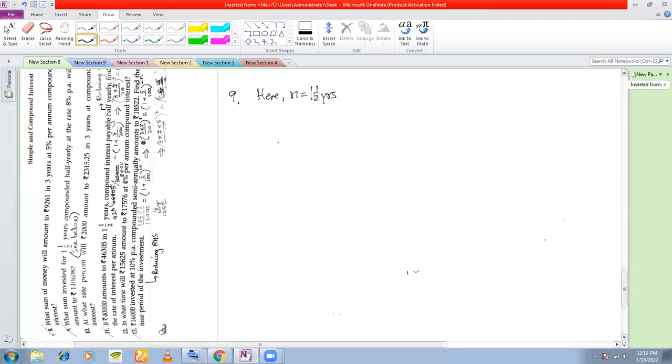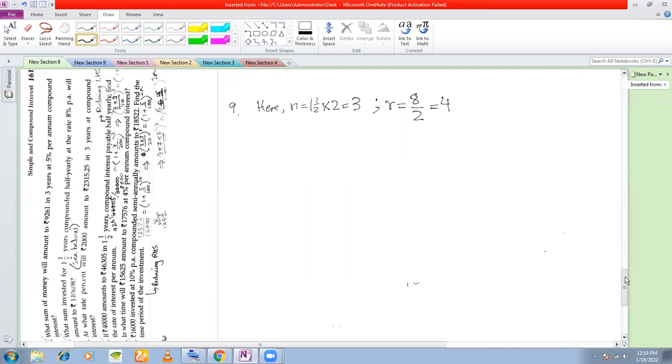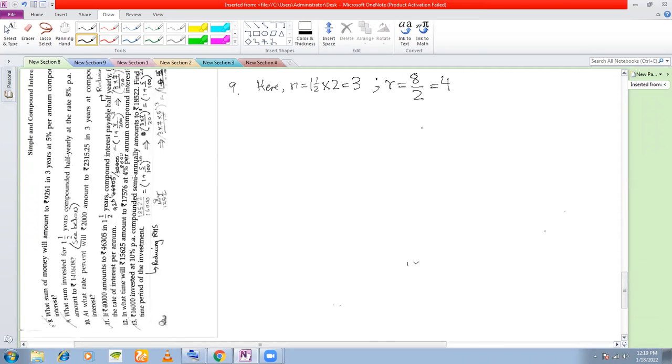right? Compounded half yearly. So let's keep that in mind. The interest is compounded half yearly, and because it is being compounded half yearly, what do we do with the time? We multiply it by 2. So n here is 3. At the rate of 8% per annum. Rate is 8% per annum, but the interest is being compounded half yearly. That means we divide the rate by 2. So R is 4. Will amount to 1,40,608. So given to you here is the amount also: 1,40,608. You need to calculate the principal.